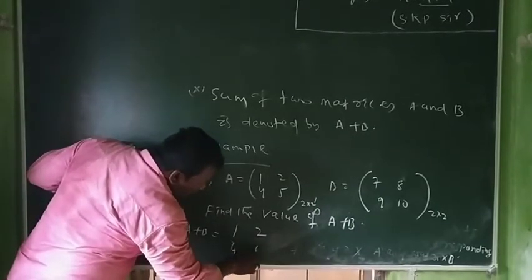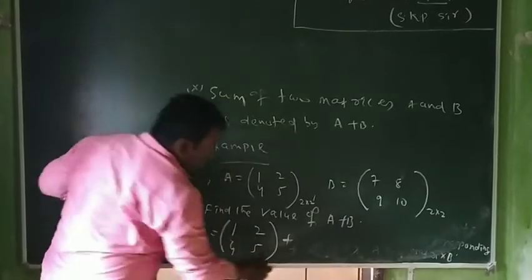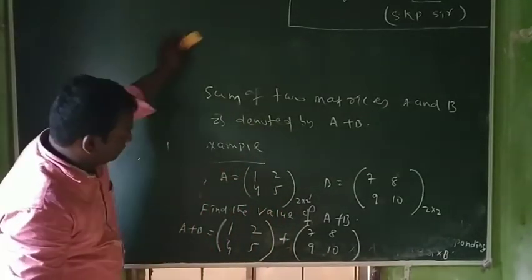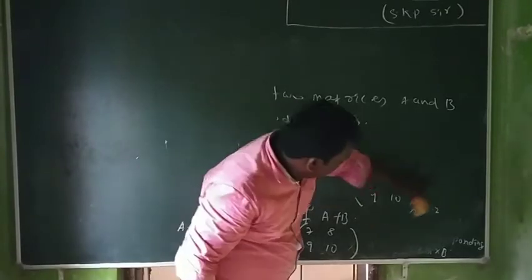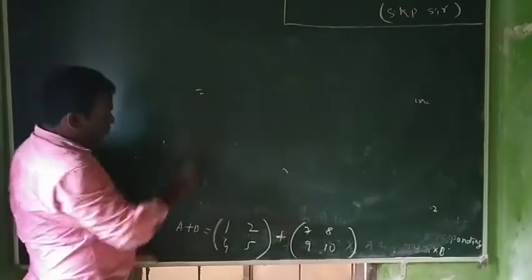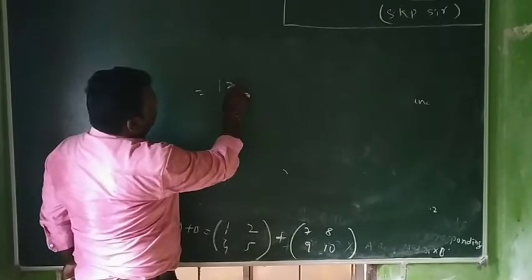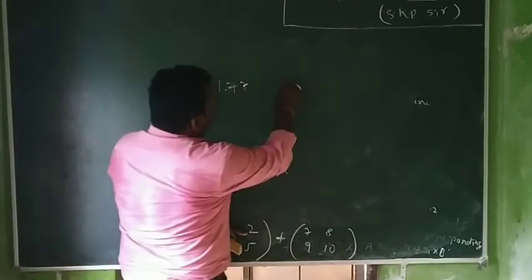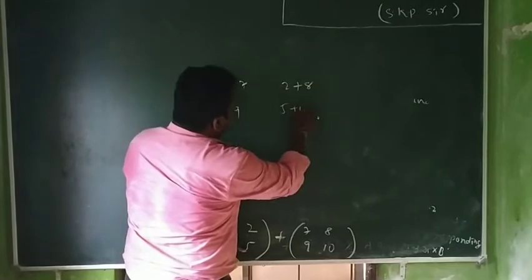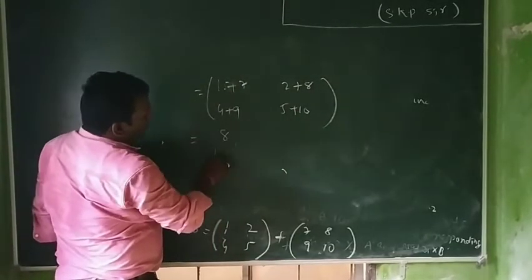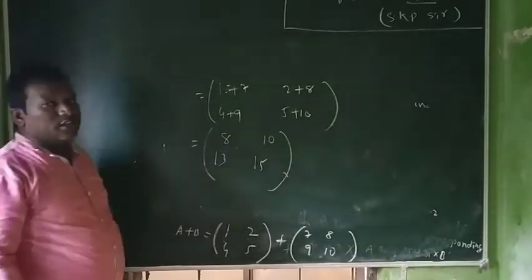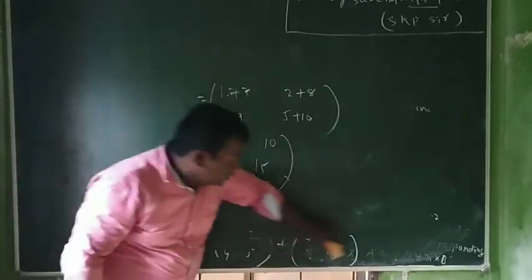A plus B equals [1 2; 4 5] plus [7 8; 9 10], equals [1 plus 7, 2 plus 8; 4 plus 9, 5 plus 10], which is [8 10; 13 15]. That is the sum of two matrices A and B. Clear? Another question.